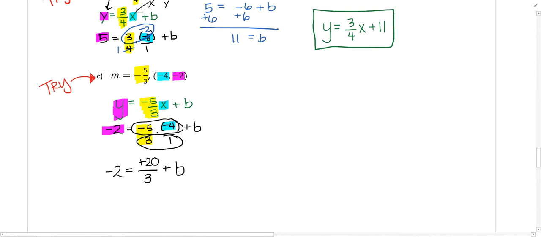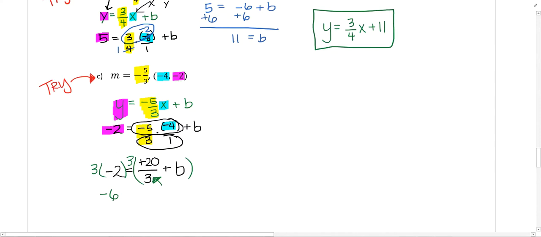So now I'm going to give you a little strategy to make this a little easier on yourself. I'm going to multiply both sides of this equation by 3. The reason I'm doing that is because if I multiply 20/3 by 3, the 3 will cancel out. So I'm specifically using this denominator to help me get rid of itself by multiplying it. So 3 times negative 2 would be negative 6.